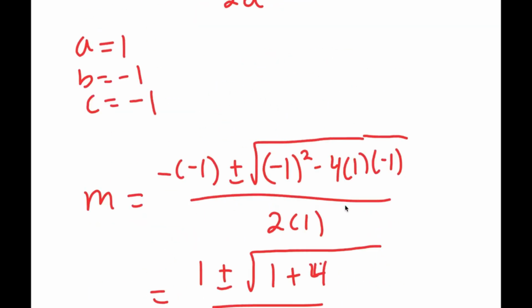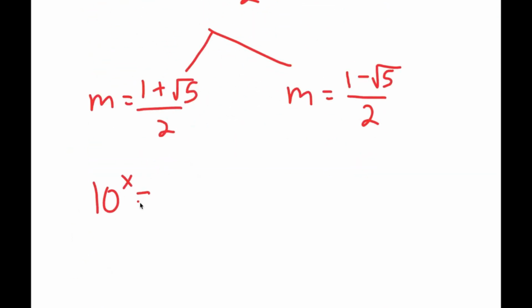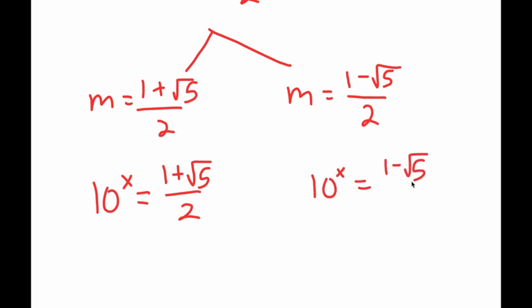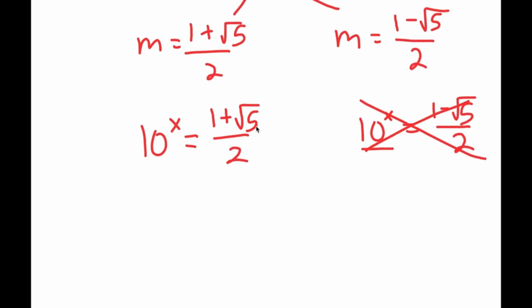Now, remember how we let m equal 10 to the power of x? So 10 to the power of x is equal to 1 plus the square root of 5 over 2, and 10 to the power of x is also equal to 1 minus the square root of 5 over 2. So for my second equation over here, 10 to the power of x is equal to 1 minus the square root of 5 over 2. Well, 1 minus the square root of 5 over 2 is a negative number. And you can't take the power of a positive number and make it equal negative, meaning there's no solution to this equation. So we are only left with 10 to the power of x is equal to 1 plus the square root of 5 over 2.